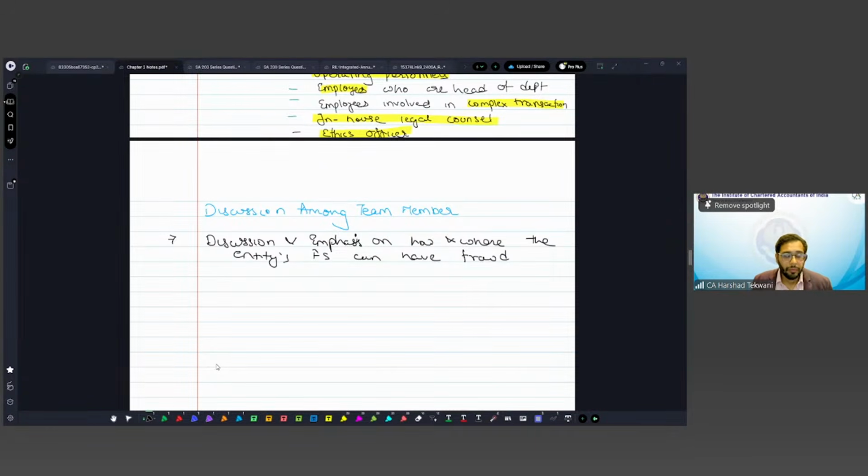And when I say fraud, basically when you are writing, you have to write that the entity's financial statements may be susceptible to material misstatement due to fraud. Risk of material misstatement due to fraud. But here I'm writing just fraud for your understanding. So you do a discussion among the team members.